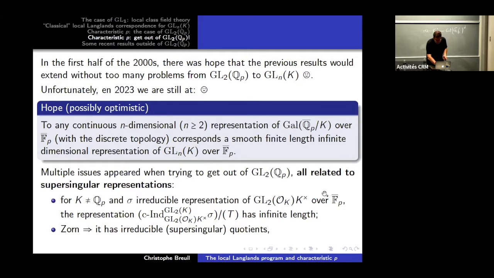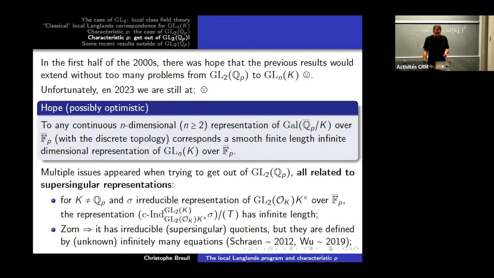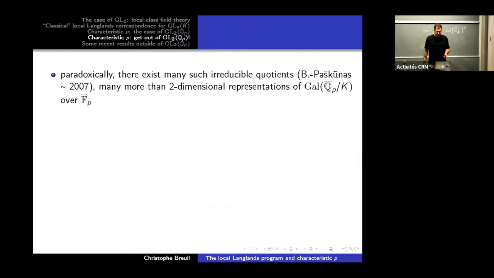And so these quotients must be supersingular. This is easy to prove. These quotients cannot occur from principal series, so they are by definition supersingular quotients. Okay, so we have supersingular quotients, but the problem is that if you want to describe them, they are defined by unknown infinitely many equations, meaning you add to this quotient infinitely many other equations which are not known. So this is a result of Schraen and Wu over the past decade. So second bad news: not only is this of infinite length, but the quotients you basically cannot describe explicitly. Okay, so let me go on.